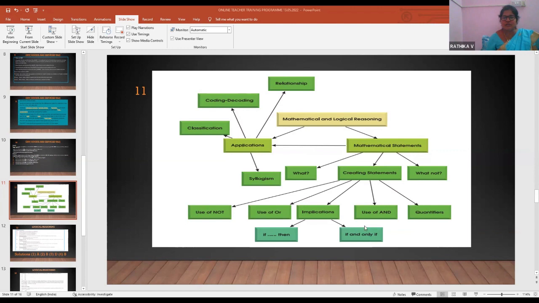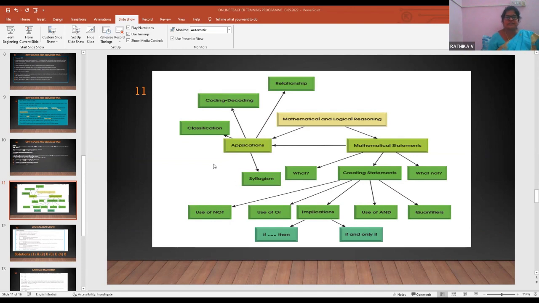The same if and only if means how to use if and only if, implications, if then. These are the cases already, quantifiers and all are already there, and the use of and, or. Now the new part that is given is, it is not mentioned here, but it is blood relation questions.